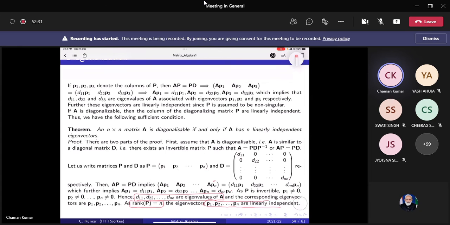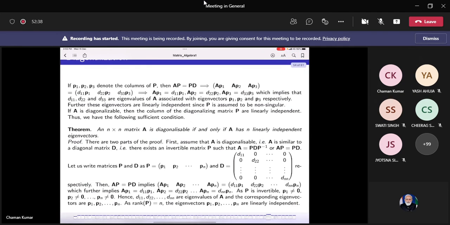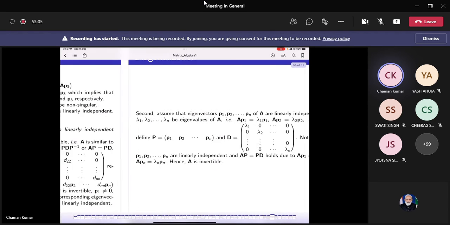In the second part, we will assume that A has n linearly independent eigenvectors, and then we will show that A is diagonalizable. That means we have to show that there is a non-singular, invertible matrix P such that AP is equal to PD. This is what we want to show. So we start with this second part.